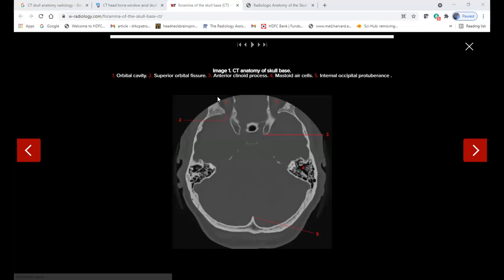Internal acoustic meatus for the 7th and 8th nerve. So let's see. This is image 1. You can see this is the orbital cavity. This is the superior orbital fissure. From the orbital cavity through the superior orbital fissure, it opens to the temporal fossa, the temporal lobe area. So this is the superior orbital fissure, anterior clinoid process, mastoid cells, internal occipital protuberance.